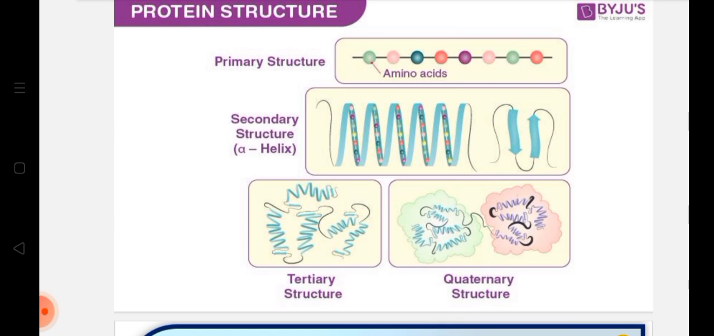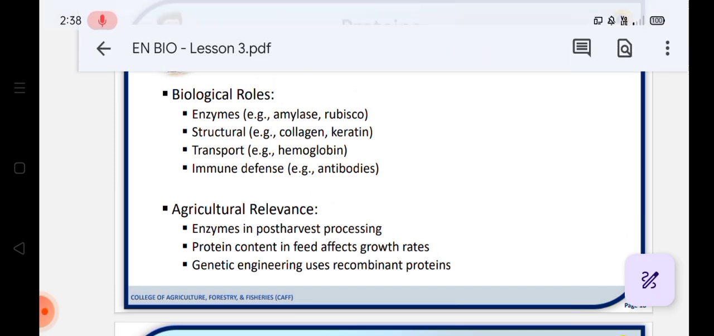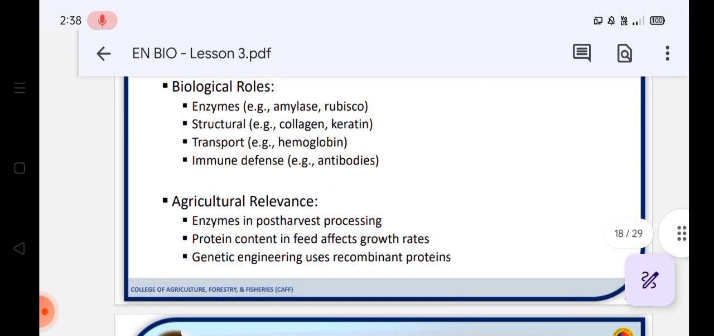Okay, next slide. We have the functions and applications of proteins. Let's connect that complexity to their biological systems and agricultural practice. First, proteins are incredibly versatile, meaning their functions depend on their structure, and they serve in nearly every cellular process. For example, proteins also act as enzymes, meaning biological catalysts like amylase and rubisco accelerate the reactions from digestion to photosynthesis.